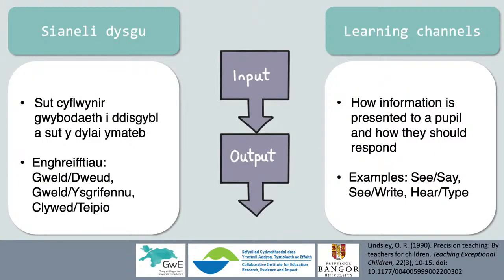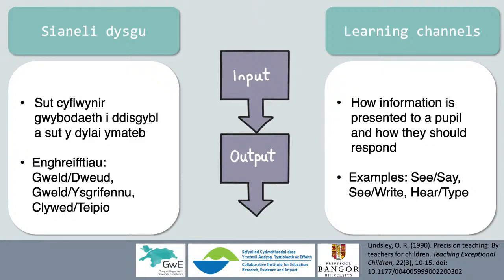When thinking about types of skills, it is important to describe them in the context of how a pupil processes the information and how they respond. This is because different learning channels correspond to different fluency aims. When describing a learning channel, you first say how the information is presented to the pupil, and then follow it with how they should respond.